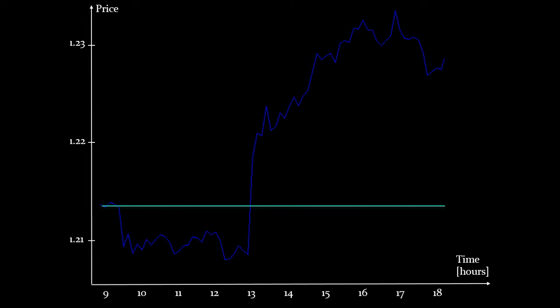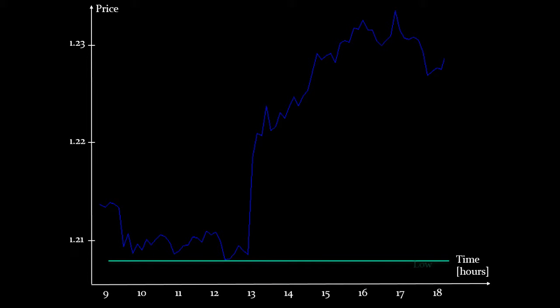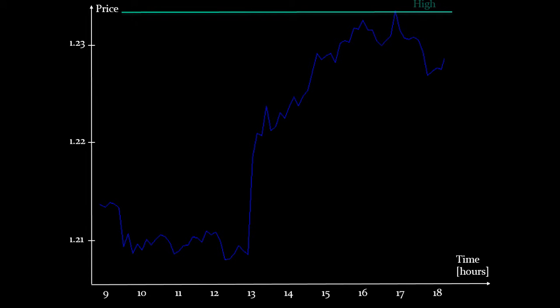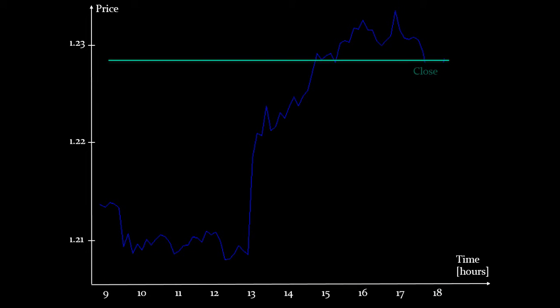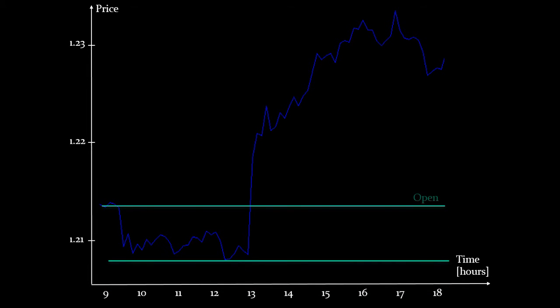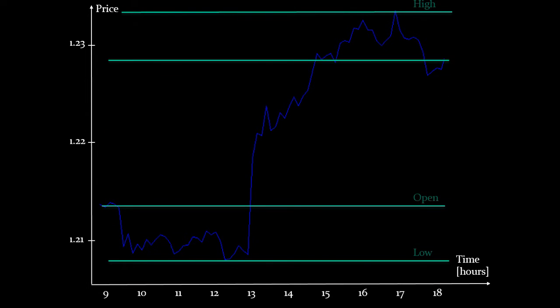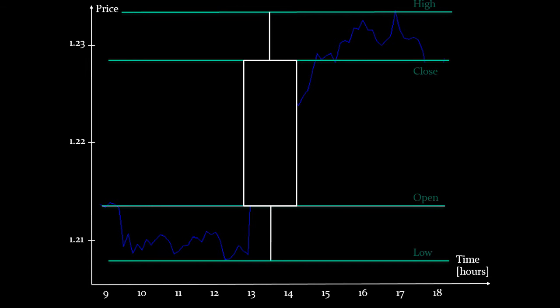So let's start by taking the open. Let's then search for the lowest point, the low, as we can see here. Then we will notice also the high, and finally we will notice the close. So these are the 4 points that are key, that summarize the price action that occurred during the trading session. In other words, the open, the low, the high, and the close are basically the main points of the trading day. This is what Honma noticed and used. And this is what forms the candlestick.